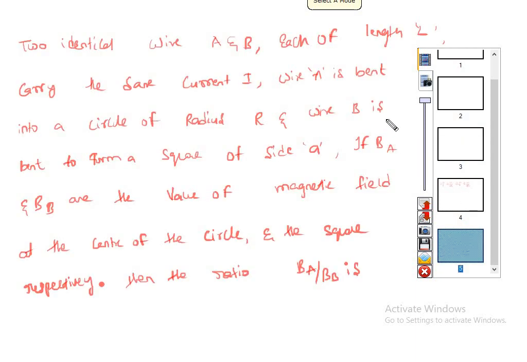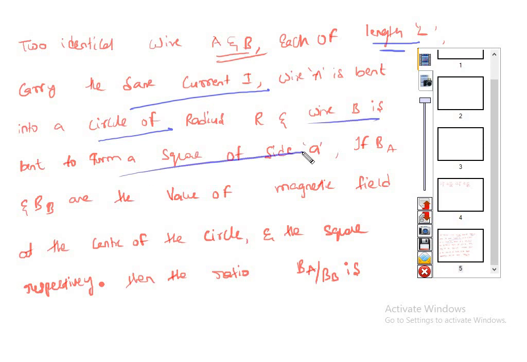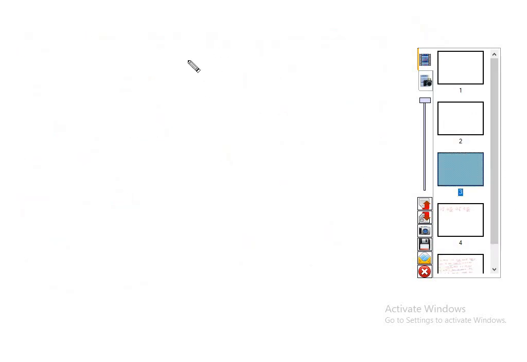Yeah, let's understand the question. Two identical wires A and B, length L, carry the same current, bent into a circle and a square of side A. BA and BB are the magnetic fields at the center. The ratio of BA and BB he is asking, right? So if you are directly solving, this is a conceptual question.